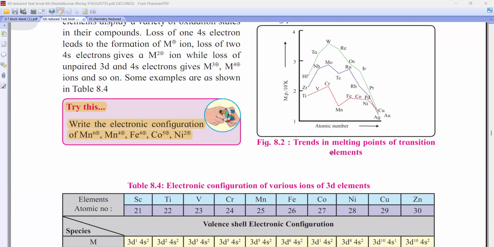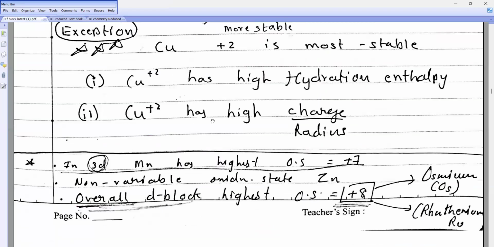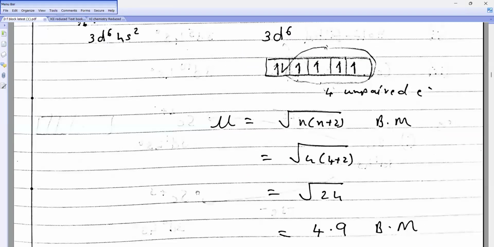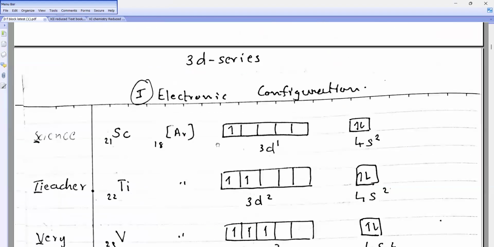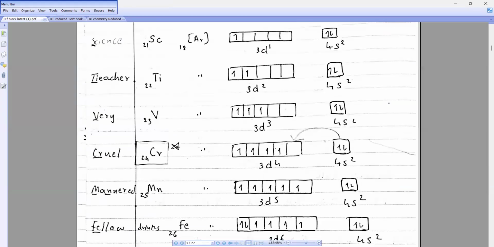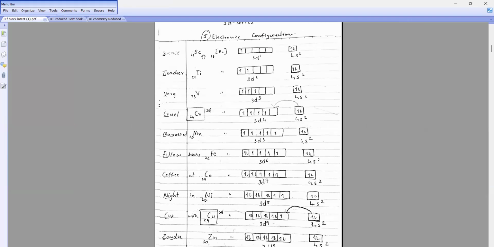Clear. Now, first of all, metallic character is directly proportional to the number of unpaired electrons. You tell me, who has the maximum unpaired electrons? Look at this chart. Scandium has 1, titanium 2, vanadium 3, and chromium? One electron will jump from here, so it becomes 3d5 and 4s1. So that also becomes unpaired. So chromium has the highest.